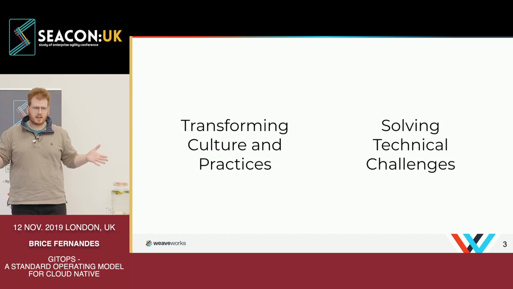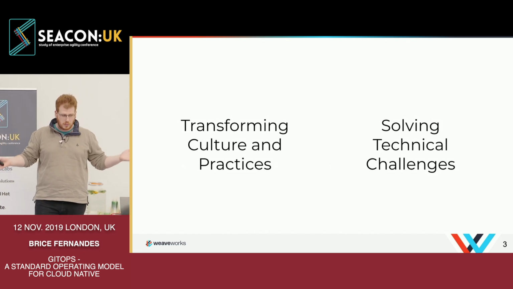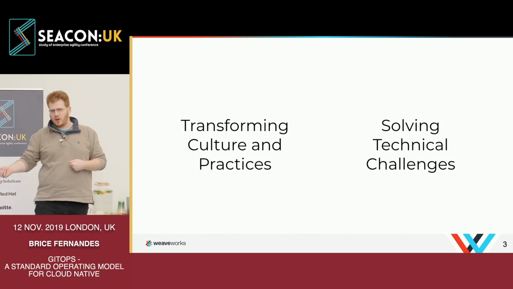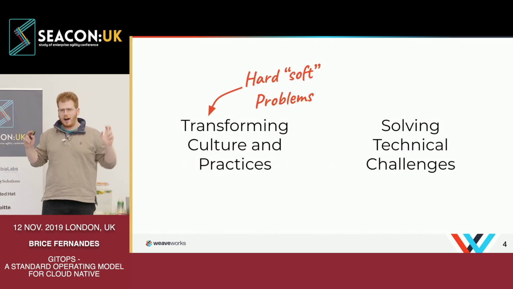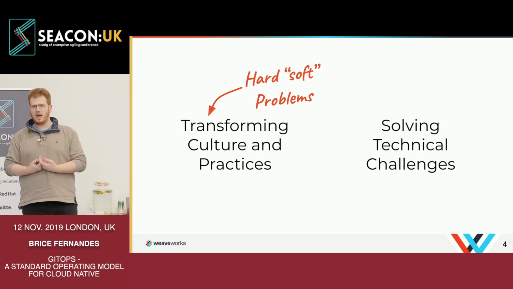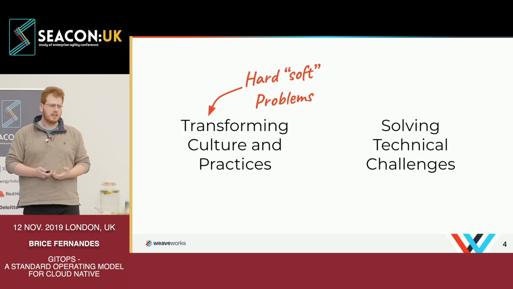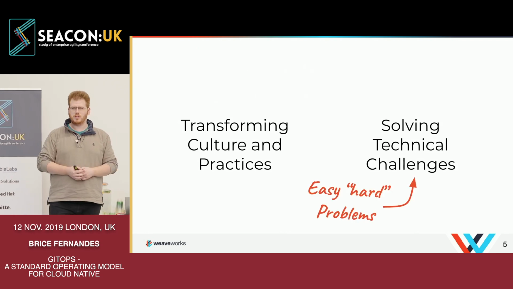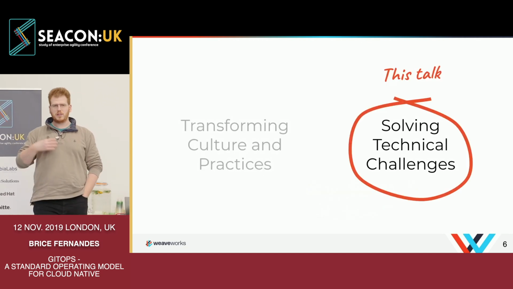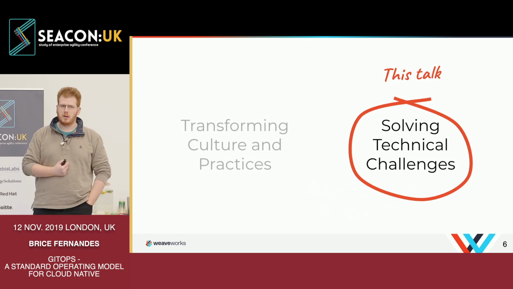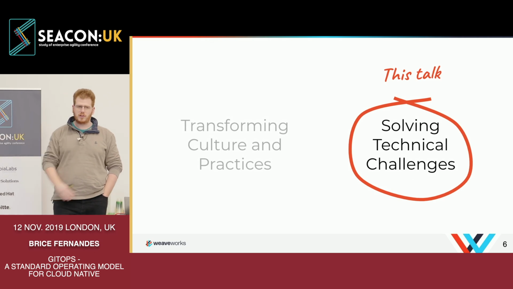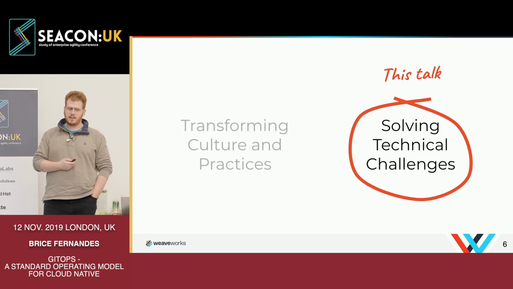So this conference is about two things. There's transforming cultures and practices, and there's solving technical challenges. This is like the hard, soft problem, right? The transforming culture and practice is always the hardest bit of any engagement, any transformation. And then there are easy, hard problems, like hardware, software, technical problems. This talk is mostly about solving the technical problems of managing your infrastructure, and hopefully there will be plenty of really good talk about transforming your people and your organization today.